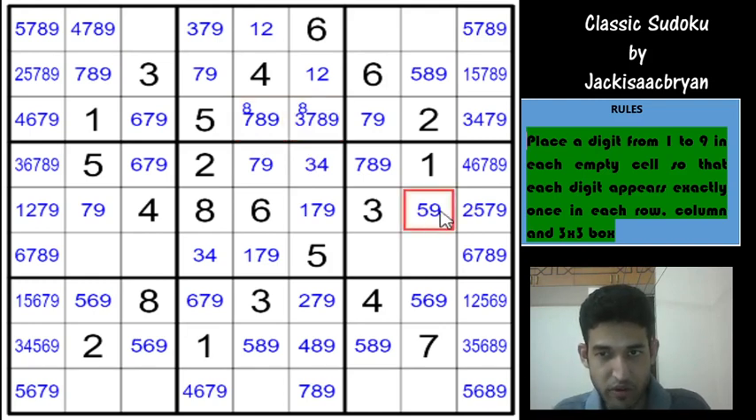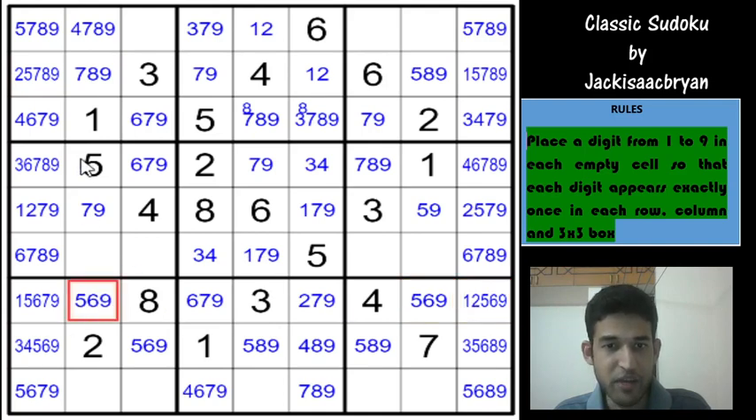So 5 goes in one of these cells, 5 goes in one of these 3 cells, and okay, 5 can be removed from here, right? So we have a 5 here, which means 5 cannot be here. And now you will see that the swordfish is in play.